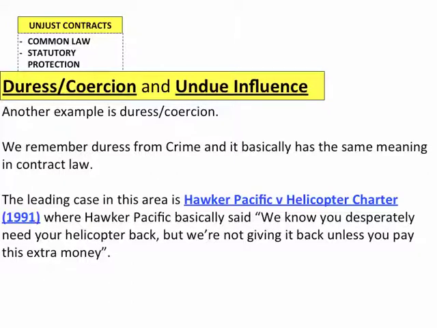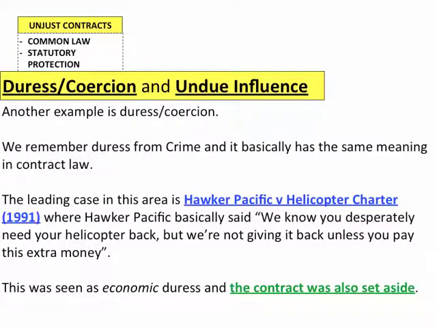Like, we are going to keep the helicopter. And it was seen as economic duress, and the contract was also set aside. So you'll be surprised that when you do, say, crime or family law or whatever, there's a lot of cases that are losing cases. But you'd be surprised how often the good guy wins in consumer law. It's really quite a positive experience.